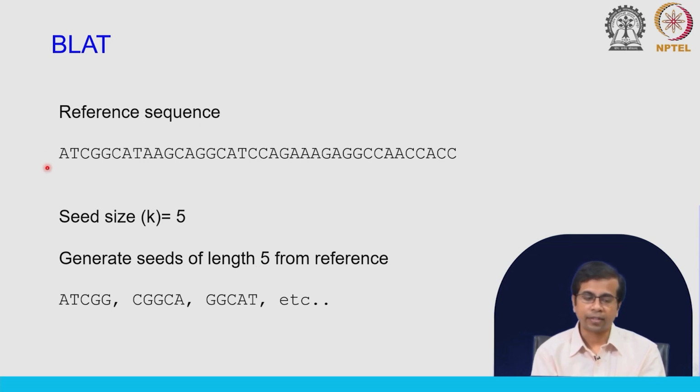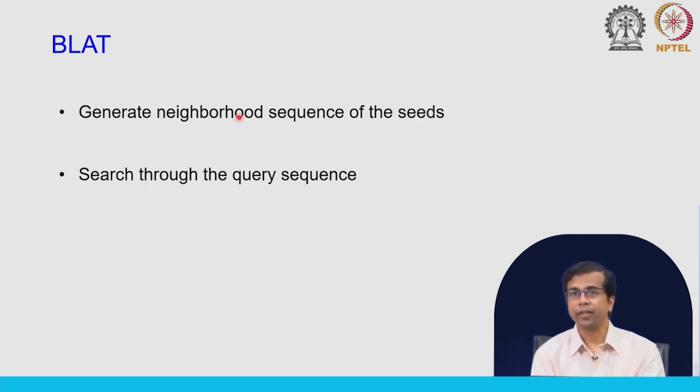Again we follow the same process. We start from the beginning and take a seed of length 5. We count only 5 bases, that is a seed, then we move on to the next base, take the next 5 and move on, and so on, and these are the seeds that we will get as we move along. You can do this for the whole reference sequence. Now, once you have found this, you can also generate neighborhood sequences of the seeds, considering all the variations, and then you can search through the query sequence.